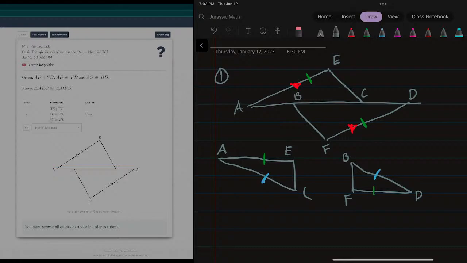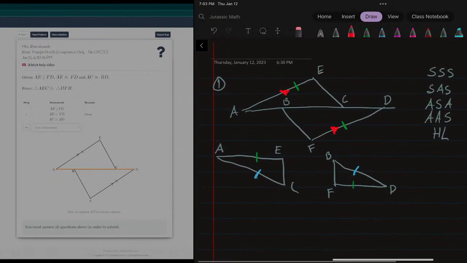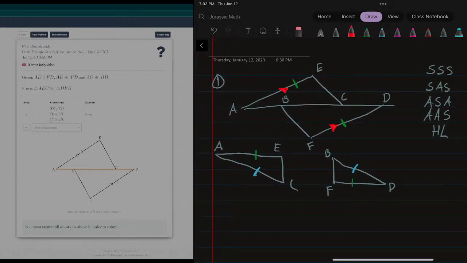So going back to our 5 different types of congruencies, we have side, side, side; side, angle, side; angle, side, angle; angle, angle, side; and HL. Well, to begin with, I'm going to cross out HL, hypotenuse leg, because that requires us to have a right angle. And since this problem does not say anything about perpendicular lines or right angles, I know that we're never going to come across it. So that takes care of that.